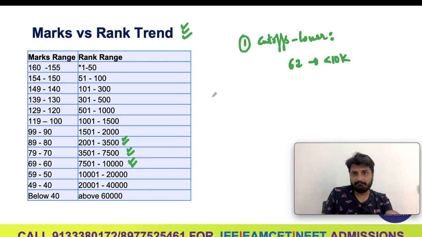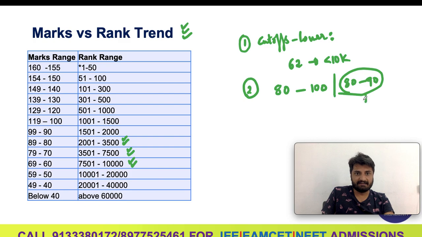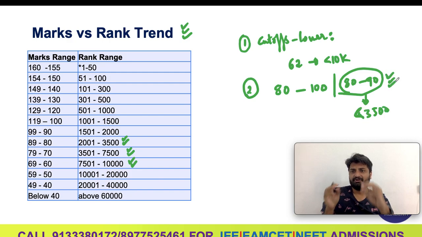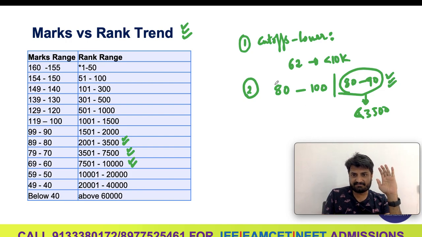So your first aim should be scoring between 80 to 100. If you want to get below 5000 rank, 80 to 100 is your range. More specifically, most likely if you score between 80 and 90, you will get below 3500 rank. If you are close to 90, you'll get around 2000 rank as well. So 80 is the first magic number which you need to aim for.